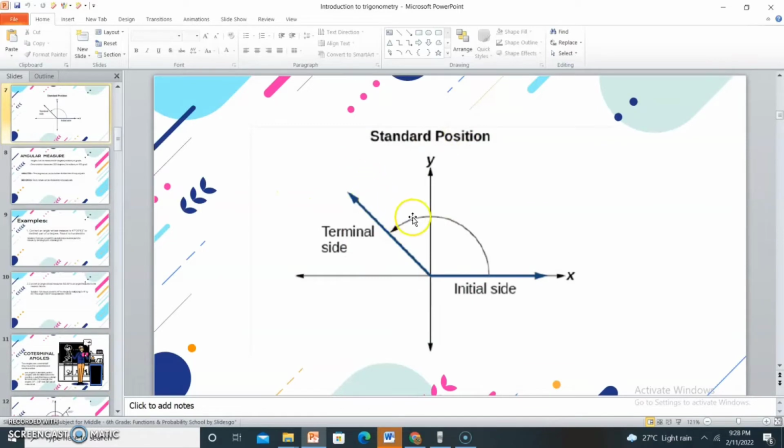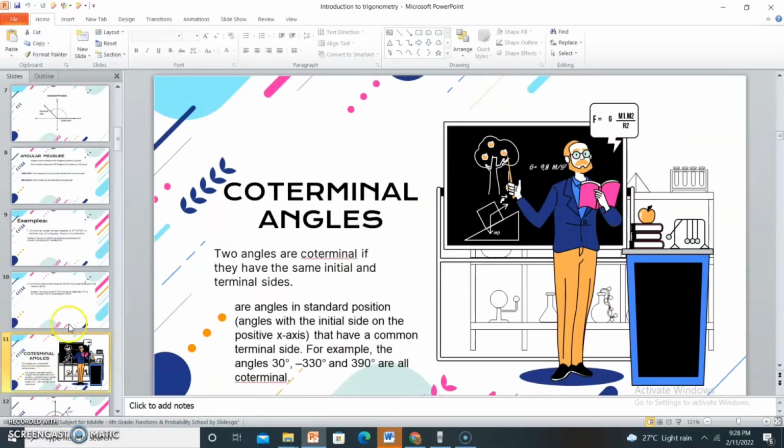So this is the position of the initial side and terminal side within the x and y axis. In coterminal angles, two angles are coterminal if they have the same initial and terminal side. An angle is in standard position with the initial side on the positive x-axis and a common terminal side. For example, angles 30 degrees, negative 30 degrees, 330 degrees, and 390 degrees are all coterminal.